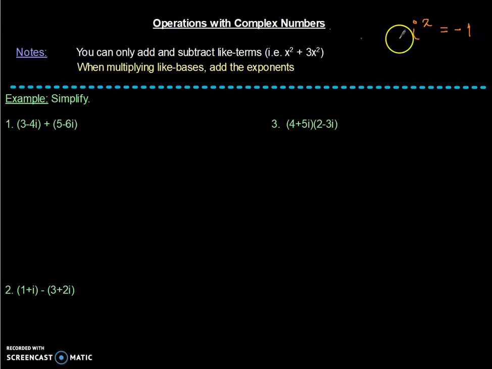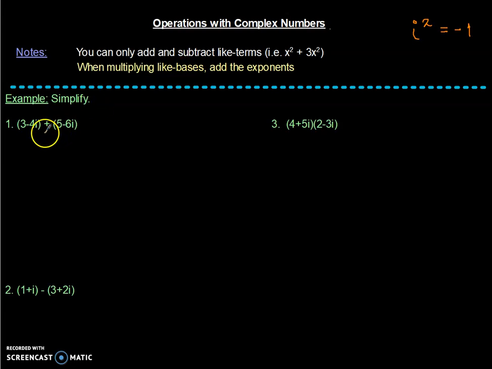So one thing to remember from algebra is that you can only add and subtract like terms. Meaning if x squared is here, you can add it to another term that has x squared. When you're multiplying like bases, you add the exponents. So I'm going to clarify with the examples.